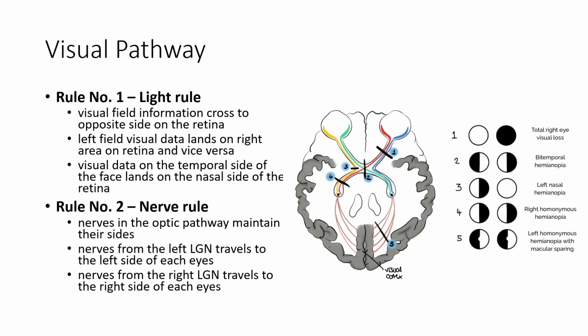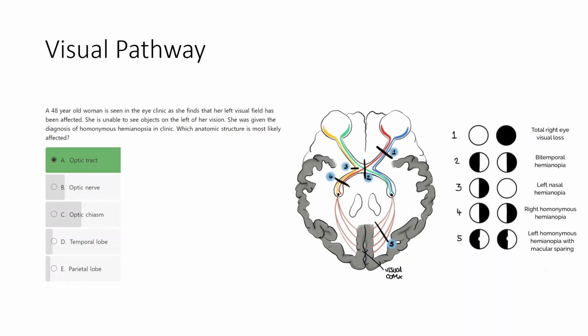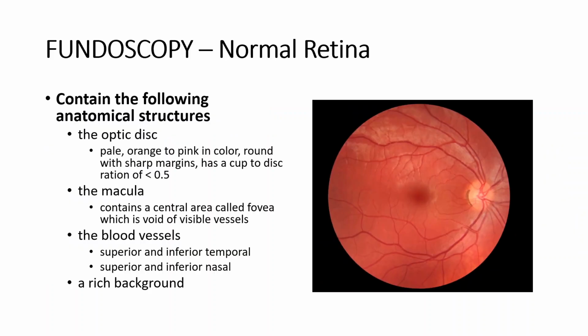Lesion at the level of the optic chiasma will give you bitemporal hemianopia, while lesion at the level of the tract, that's number 4, will give you homonymous hemianopia. Lesion at the tract will give you homonymous hemianopia with macular sparing. You can pause this and get a feel of this question.